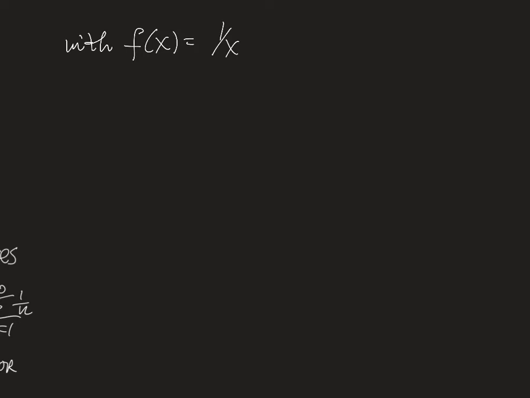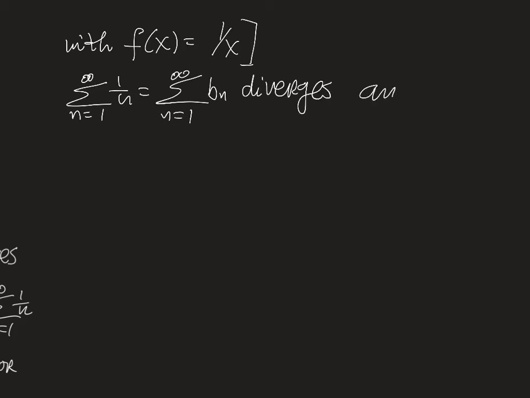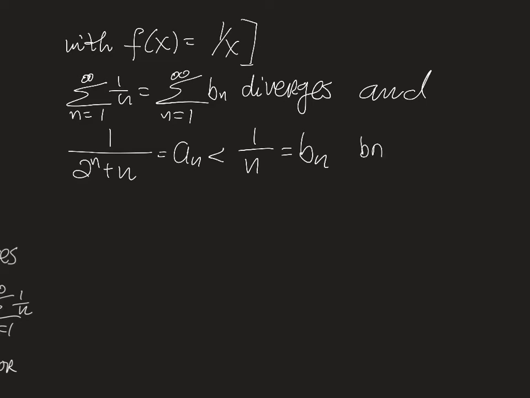So let's see what happens, what we just did, and why we cannot draw a conclusion, why we cannot use the comparison test properly. We have the series 1 over n. That's our B sub n series, which diverges. And we know that our A sub n series, 1 over 2 to the n plus n, is less than 1 over n, which is B sub n. Unfortunately, we cannot draw any conclusions about the series A sub n, which is the summation n equals 1 to infinity of 1 over 2 to the n plus n.